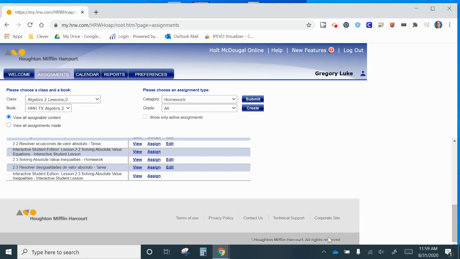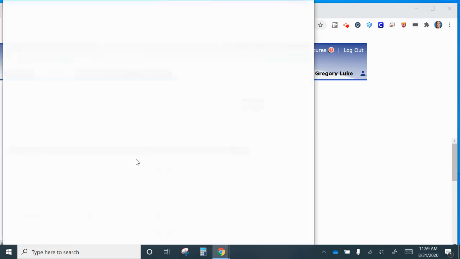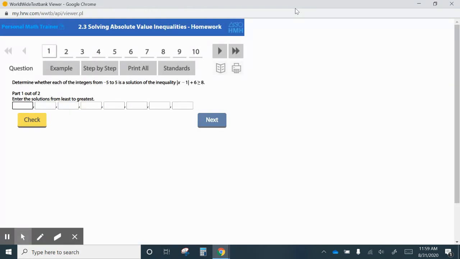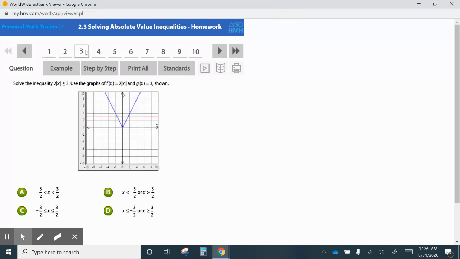Okay, Wildcats. Today we're at 2.3, solving absolute value inequalities assignment tutorial. Let's go ahead and click on it, and let's get started. All right, we're going to start with question number 3.